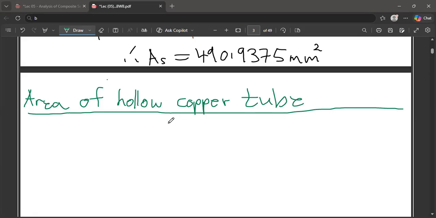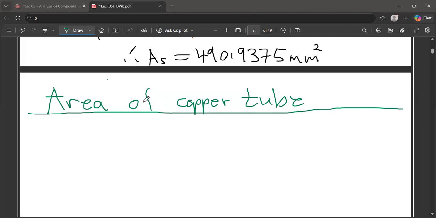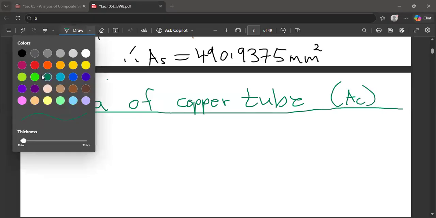Area of copper tube, or if you like, you can just say area of copper tube. It is also still accepted. Don't get confused. This can also be written as just area of the copper tube, and I can denote it as what? AC. That is the area of the copper tube.